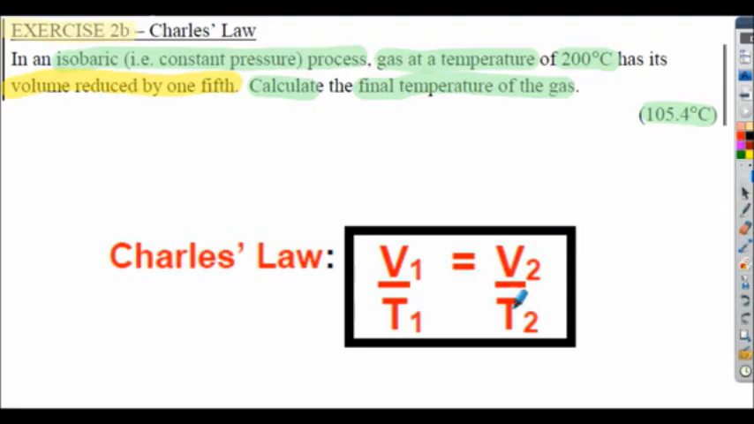This time we're rearranging to make T2 the subject of the equation. That's the final temperature of the gas. So be careful with your transposition. But the full worked solution is shown on the following slide.